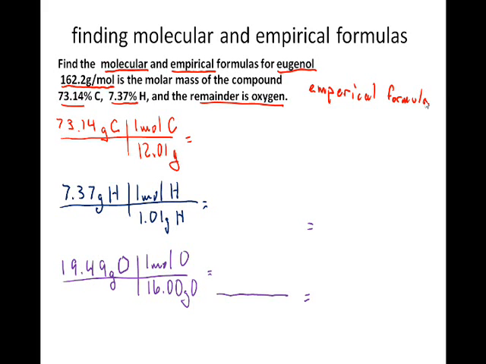Here I've simply changed these percentages to grams. If we had a 100-gram sample, out of that 100-gram sample, 73.14% would be carbon, so we're just going to call that 73.14 grams. We do the same thing for hydrogen and oxygen. So we just change the percent to grams. Then we change those grams to moles, and you're really familiar with how to do that. Just do this unit conversion.